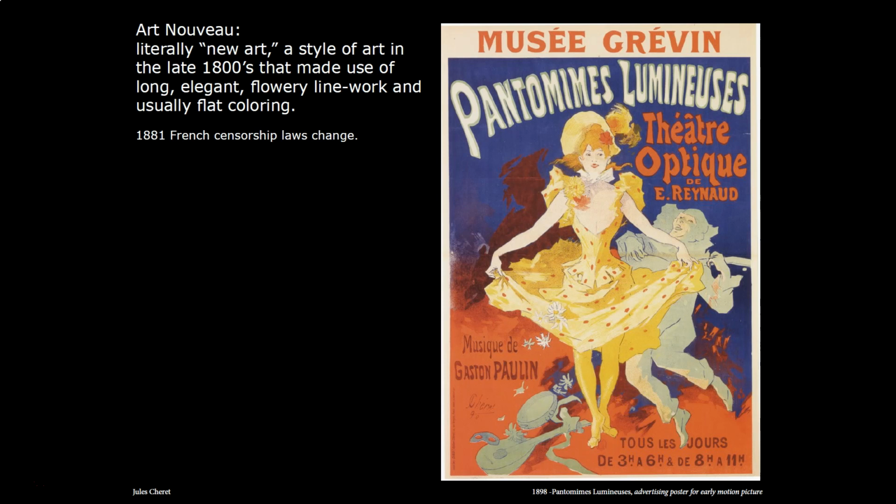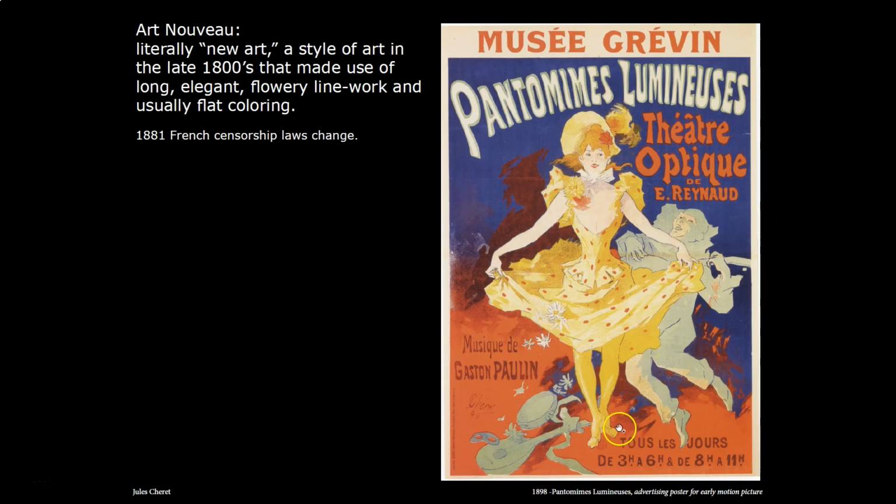The limitations on what could be put on the posters loosened. In 1881 in France, the censorship laws changed, which allowed a greater variety of posters and also allowed just more posters to be put up in general. One of the early artists that took advantage of that was a fellow named Jules Chéret, and this is a good example of one of his posters.